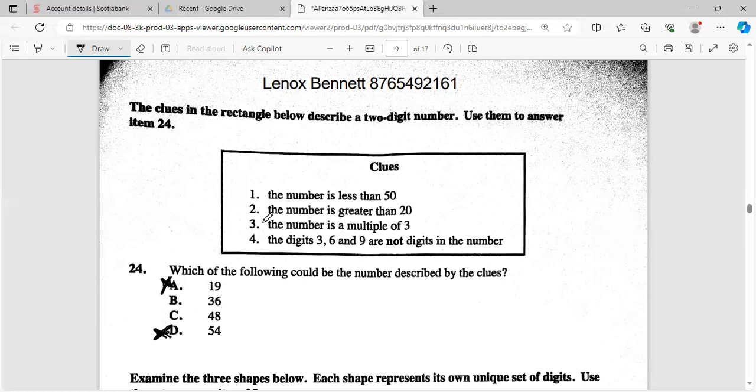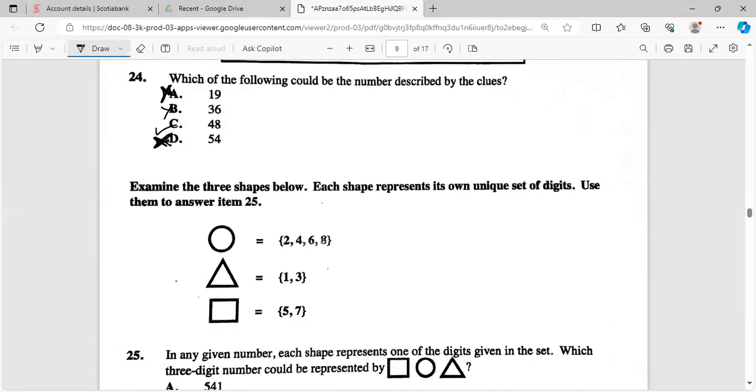Alright, let's read the third clue. The number is a multiple of 3. Now 36 is a multiple of 3, also 48. So guess what? Go down to the last one. The last one says the digits 3, 6, and 9 are not in the number. So that means 3 and 6 are in it. So eliminate that one. So that means it has to be 48. Alright. Just read it, read it, read it.